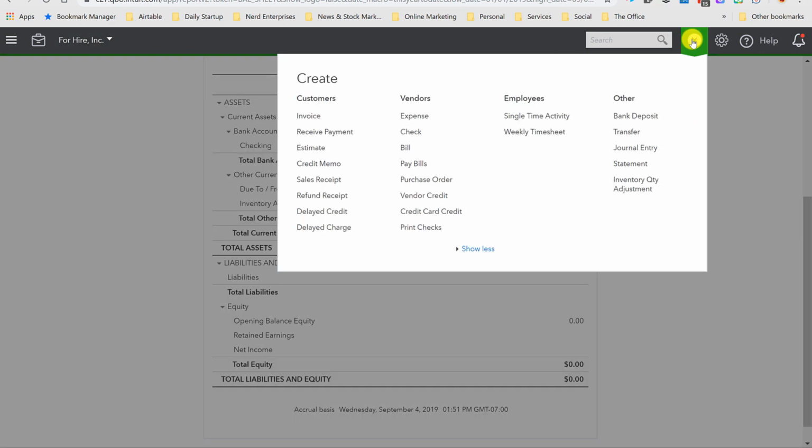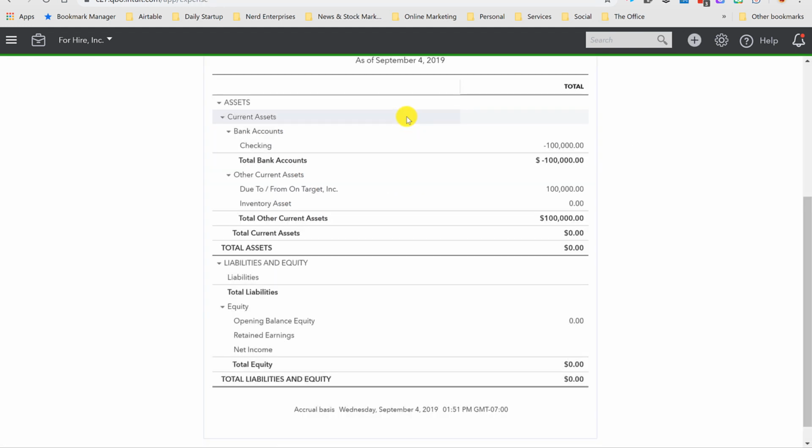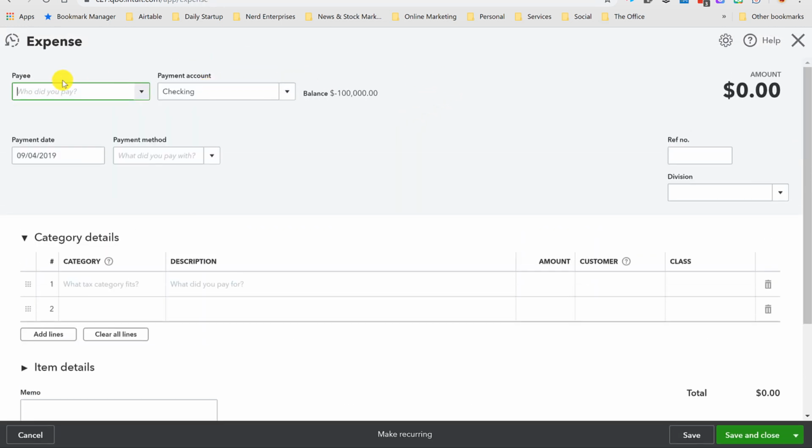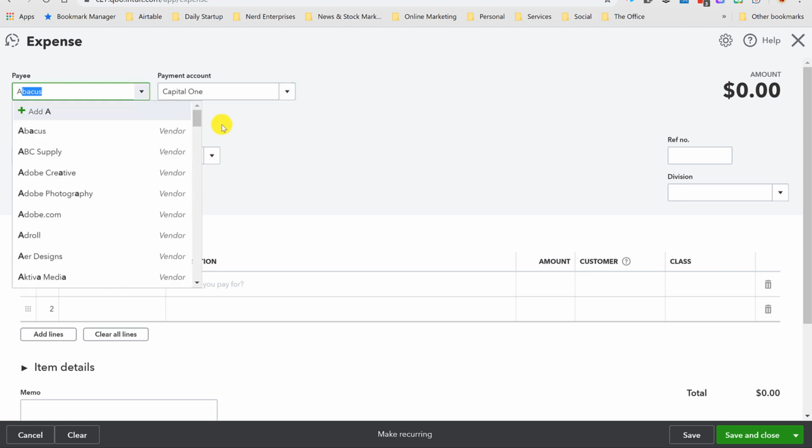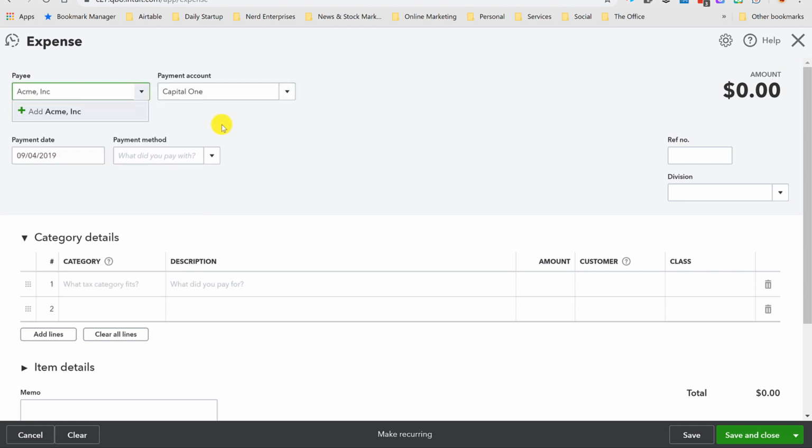So here's how that works. We're in For Hire Inc.'s books. We are going to record an expense. Again, an expense doesn't truly have to be an expense in terms of where it goes on the P&L. It's just the nomenclature we use for describing when money is effectively going out of the business. Only here, it's going to be a charge on the Capital One card. All right, who did we pay? Acme Incorporated.